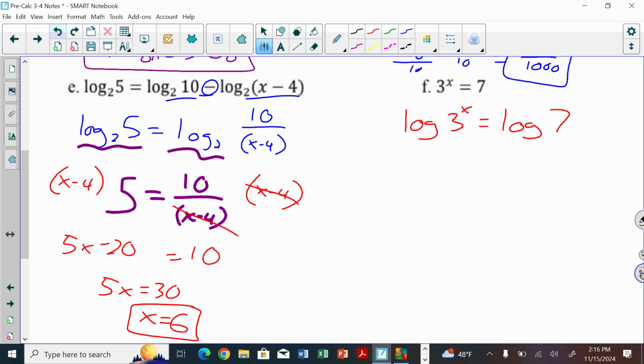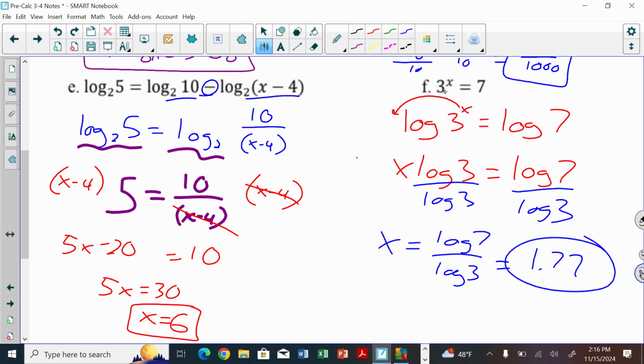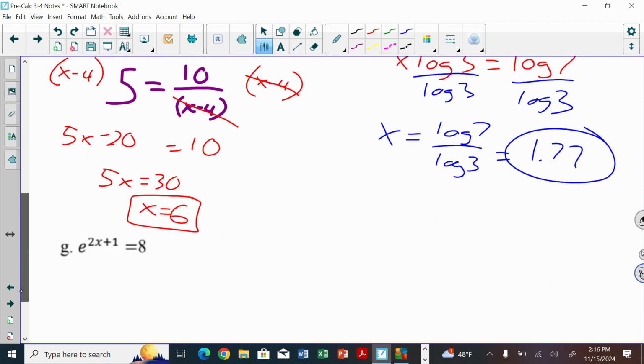All right, now I'm going to use the exponent rule. It's going to bring this exponent over to the front. So x log 3 equals log 7, and now I'm just trying to solve for x. So I'm going to divide by log of 3 on both sides. Now I can use my calculator to say x is log 7 divided by log 3, which is about 1.77. All right, we are rocking.